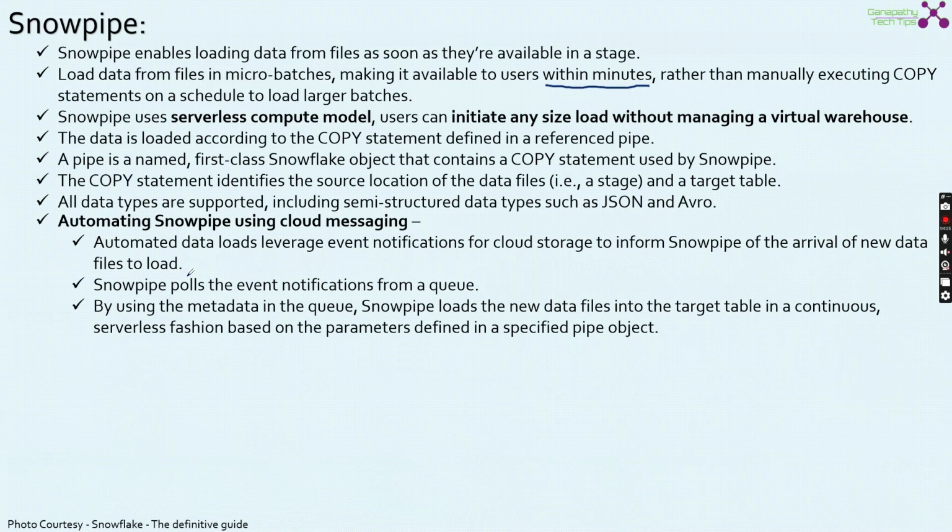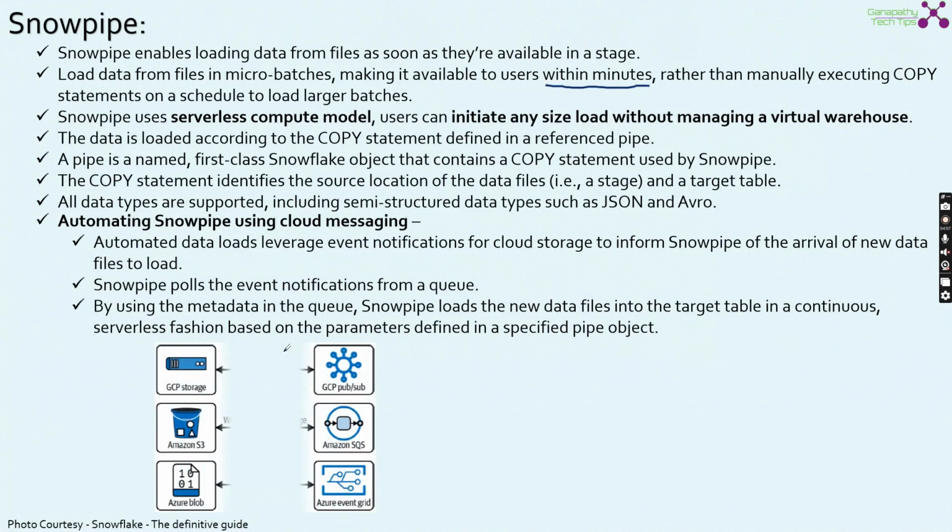But for this use case, once the data has landed on the S3 bucket, an SQS queue will be triggered. That SQS queue will trigger the Snowpipe in Snowflake. As simple as it is. Snowpipe polls the event notifications from the queue. This is what we discussed earlier. By using the metadata in the queue, Snowpipe loads the new data files into the target table in a continuous serverless fashion based on the parameters defined in the specific pipe object. Again, everything is self-explanatory.